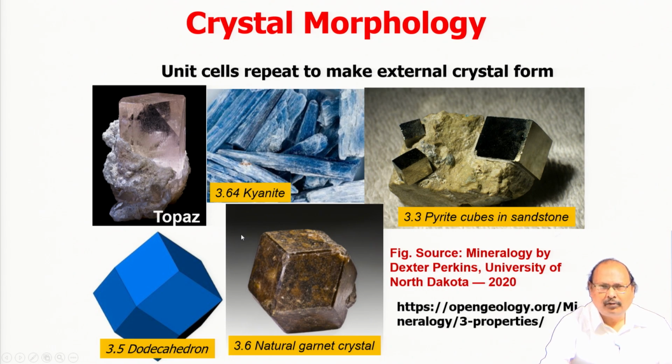Now, we can also see how the internal structure makes minerals look the way they do externally. You see the crystal morphology, with the well developed crystal faces that we see in some examples I have tried to give you here. This is topaz, this is kyanite, this is pyrite and this is garnet, where each mineral has a different crystal habit. Say kyanite, you see here, has an elongated habit, and pyrite has a cubic shape, and natural garnet crystals are dodecahedron shaped.